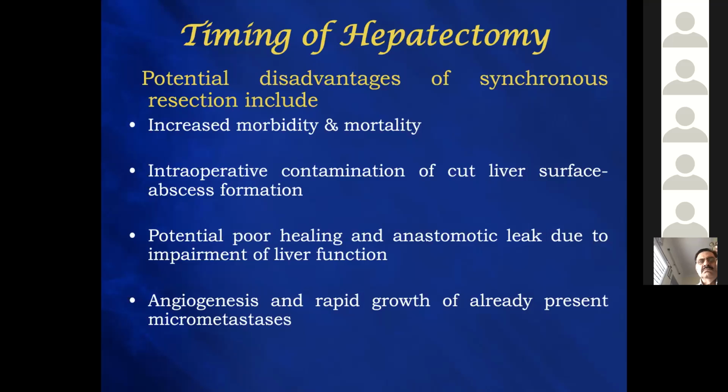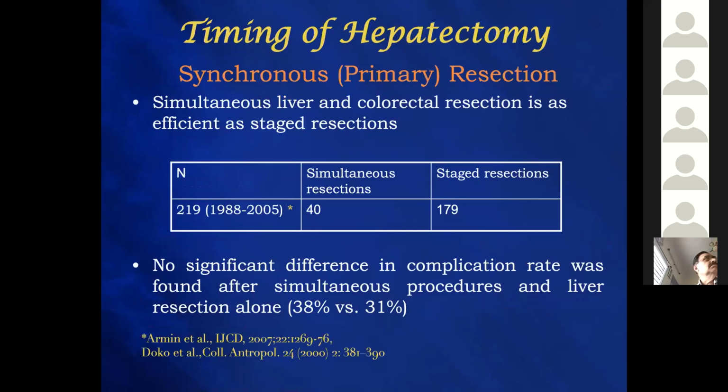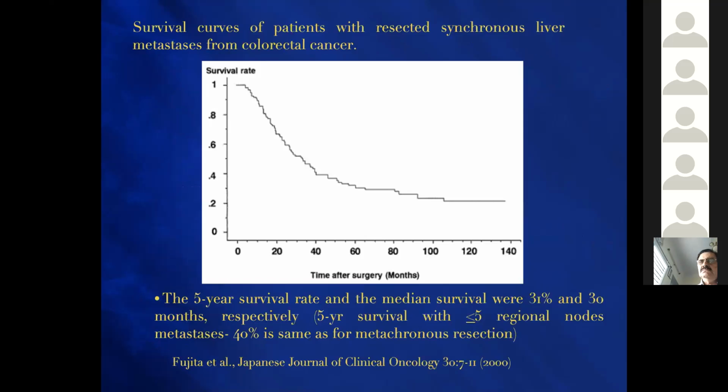And also there is a thinking that angiogenesis happens when the liver is healing up and then can cause rapid growth of micrometastasis. But simultaneous liver resection and colorectal resection is as efficient as stage resections according to one argument. There was no significant difference in complication rate if it's done in high volume centers compared to doing it as separate procedures.